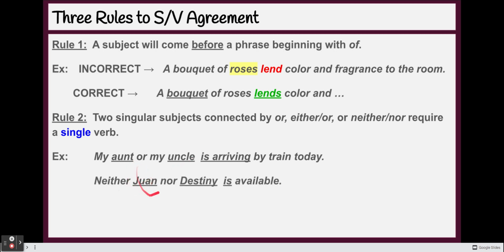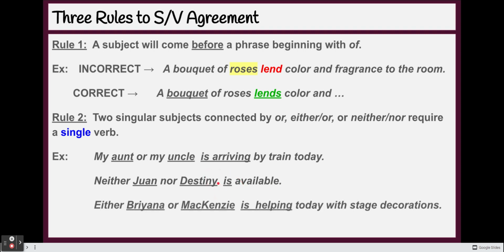Same thing here. We only have one Juan. We only have one Destiny. Neither Juan nor Destiny is available. Again, we have to use the singular verb. Same thing here. Either Brianna or Mackenzie is helping today with stage decorations. There's only one Brianna, there's only one Mackenzie. So we have to use a single verb because these words, our subjects, are being joined by these words here.